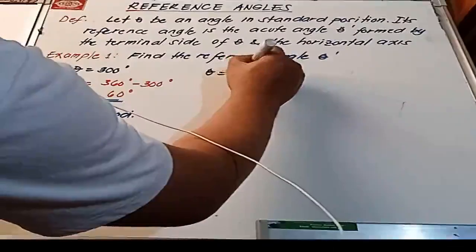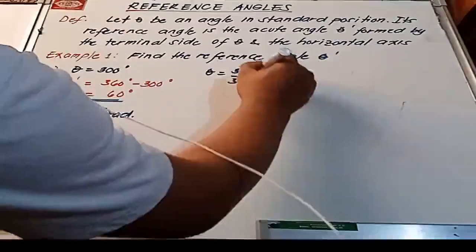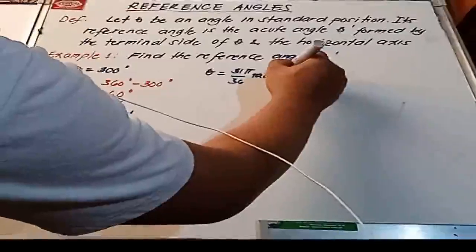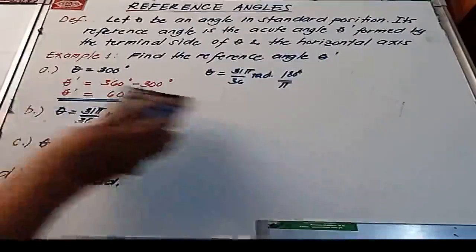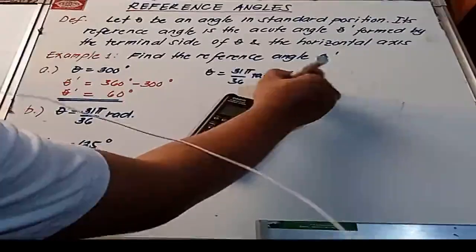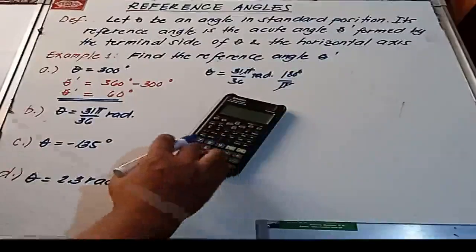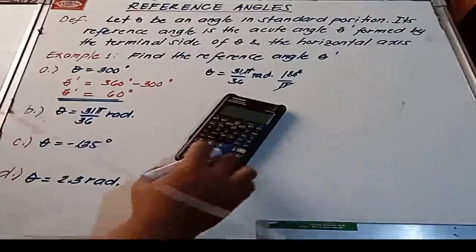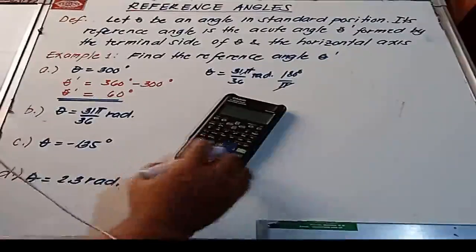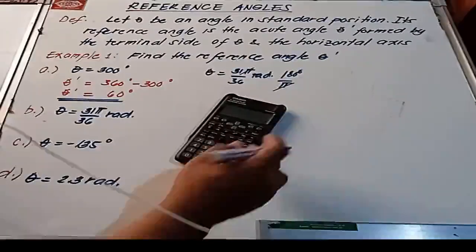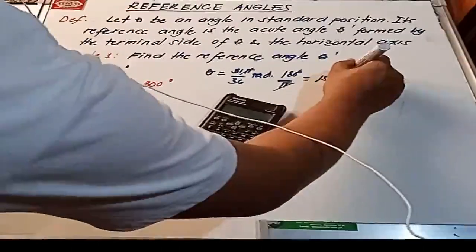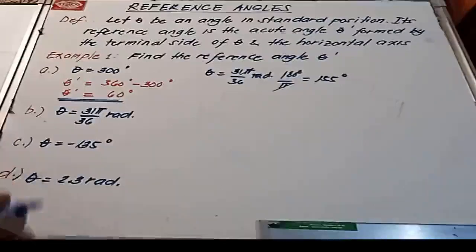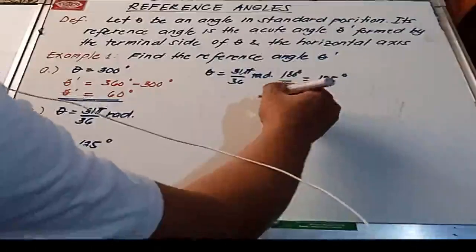Converting 31 pi over 36 to degrees. So that is 180 degrees over pi. So that is using your scientific calculator. Cancel yung pi. We have 31 times 180. 31 times 180 divided by 36 is 155 degrees. Okay? So this is 155 degrees. So 155 degrees natin ay nasa second quadrant. Okay?